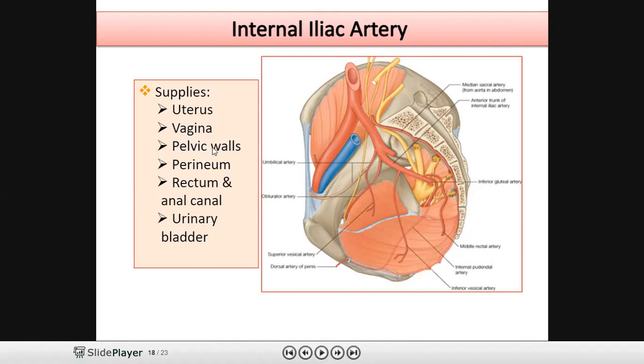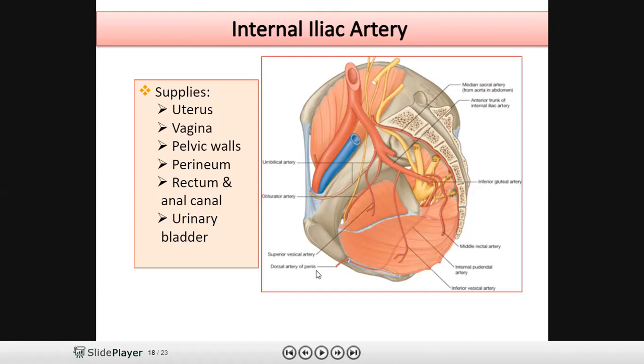And then we'll have the pelvic walls, and the muscles that form the pelvic walls, like the obturator muscle here, are supplied by the obturator artery. And then the perineum is also supplied by the internal pudendal artery, the rectum by the middle rectal artery, the sacrum, the bone here, by the median sacral artery and the muscles around that sacrum. Then the urinary bladder by the superior vesical artery. The penis by the dorsal artery of the penis.